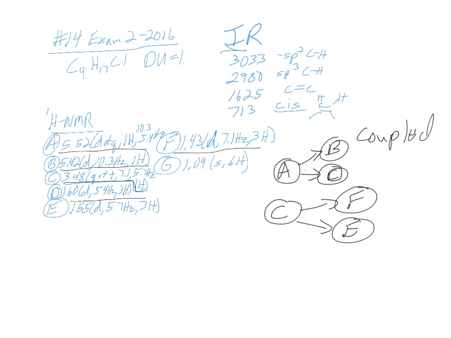We start off thinking about this cis alkene. So why don't we just draw that piece in and see if there's any H's that match that description. Where are alkenes located? What part? What frequency?